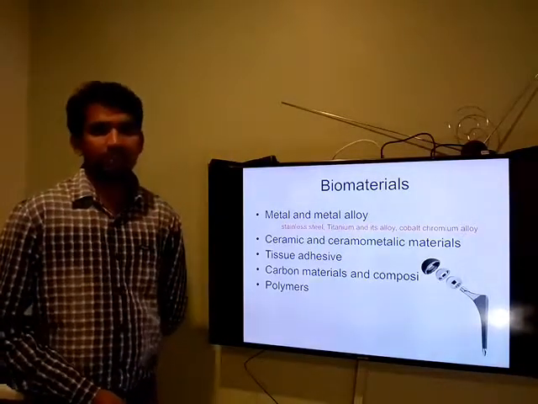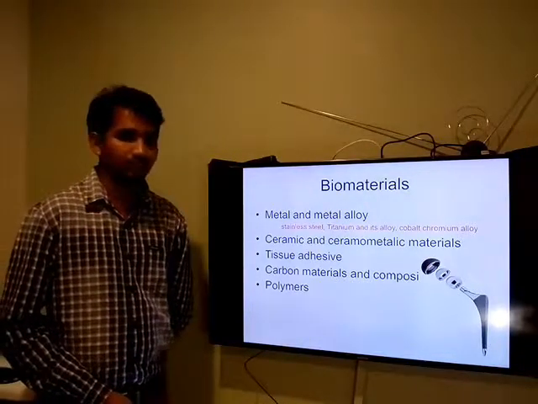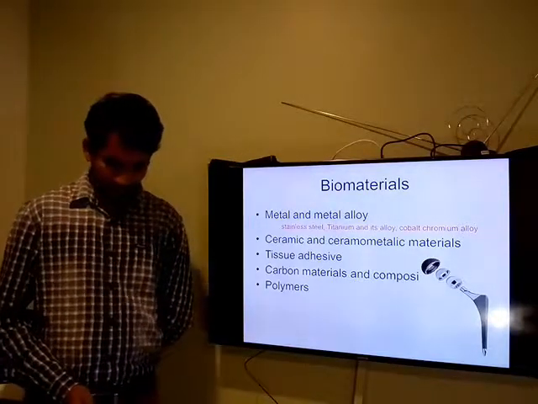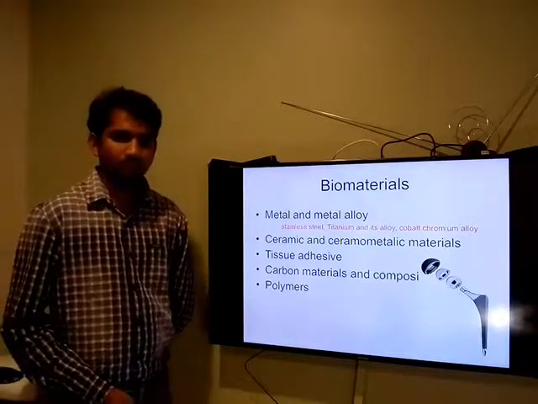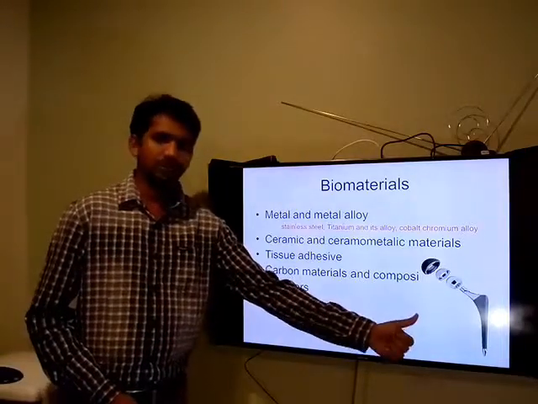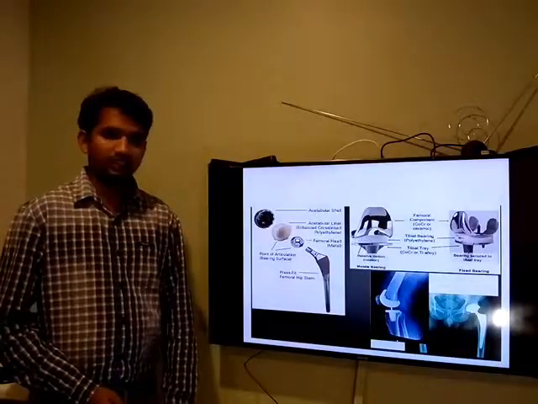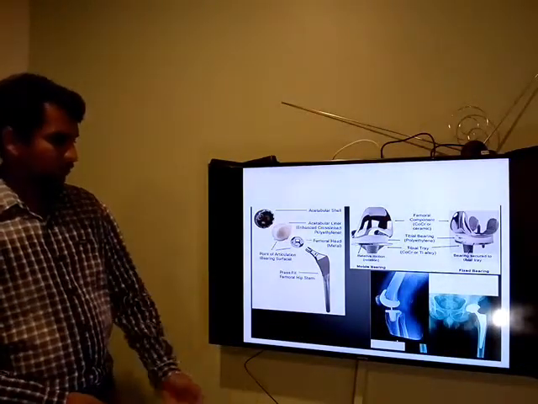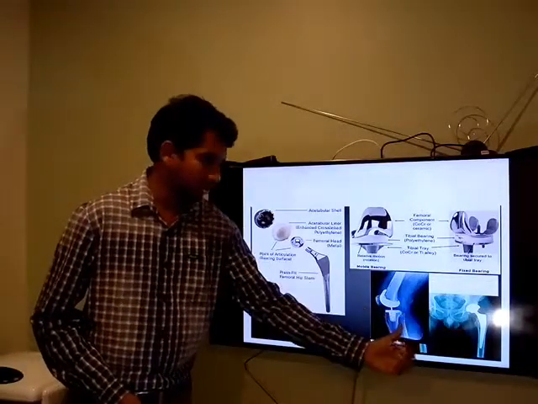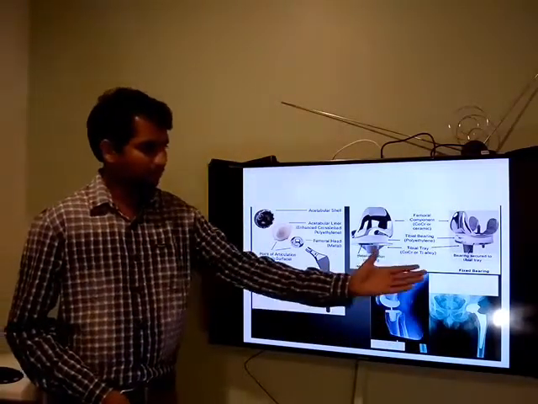Biomaterials are generally metals and their alloys like titanium alloys, stainless steels, cobalt, chromium, etc., and then ceramics, polymers, carbon composites, etc. are the materials which are used as biomaterials. Here is some example of hip replacement biomaterial. This is another real-time example, a real body part which is replaced by orthopedic implants. This is a hip implant and this is a knee implant, which looks similar to this one.